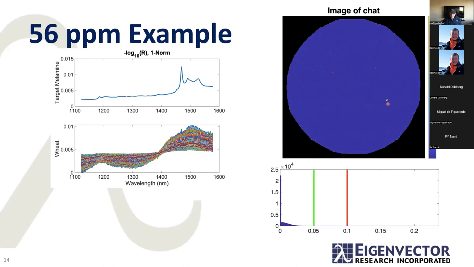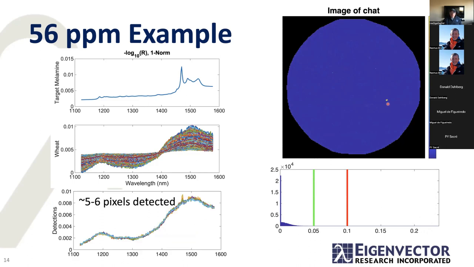So let's, in due diligence, look at that dot. And this is what the 5 or 6 pixels that were detected look like. And you see, basically, it's this peak right there that is really the only thing that's showing up. So it's a very tiny signal that we're finding amongst all of this junk. Target detection is pretty sensitive in that way.